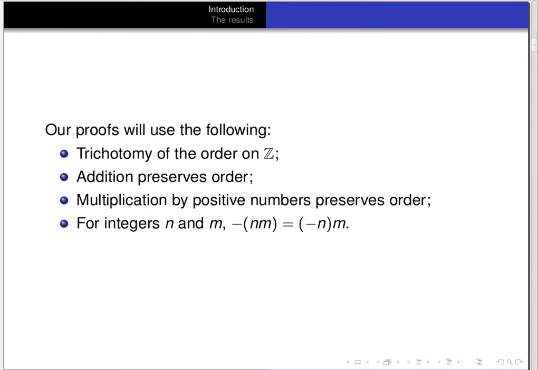So our proofs will use the following basic facts about the integers. We'll use trichotomy of the ordering on the integers. Remember, that's one of our axioms for Z. We'll use that addition and multiplication by positive numbers preserves order. And we'll use a result about additive inverses, that the additive inverse of the product of two integers n and m can be written as the additive inverse of one of those integers times the other one.